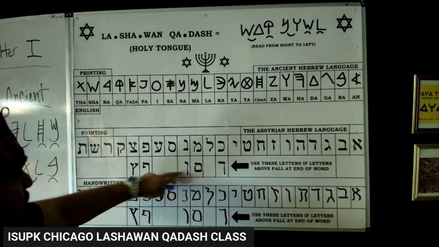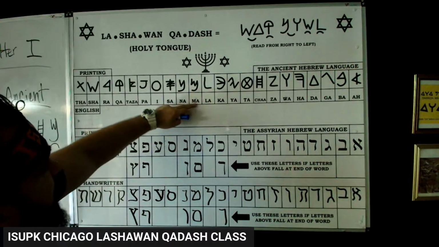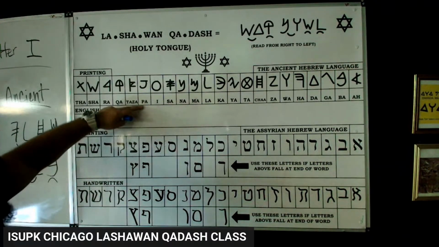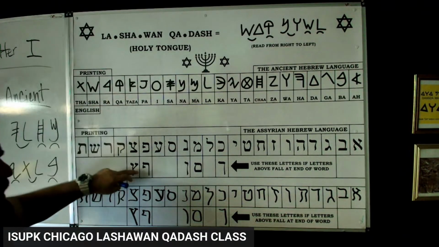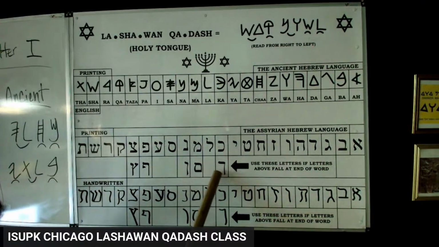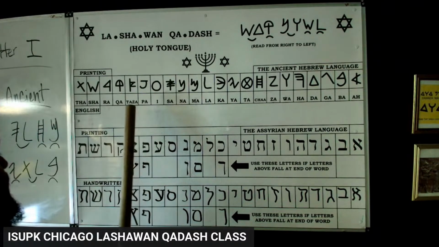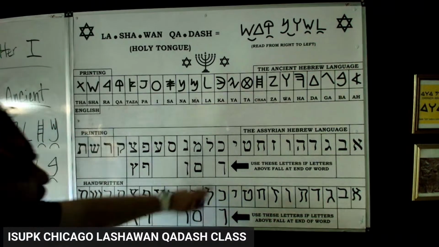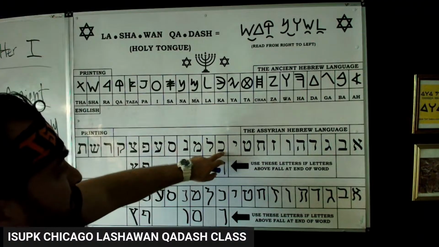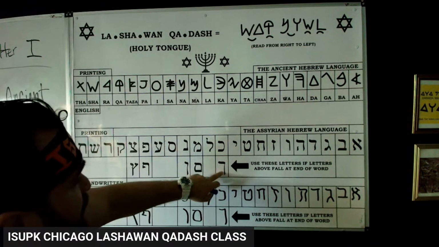These right here, these five: this ka, this ma, this na, this pa, and this taza. If you ever see these at the end of a word, these are ka, ma, na, pa, and taza, but it's written differently than how it would be at the beginning of the word. So if ka is at the end of the word, it'll be written like this.